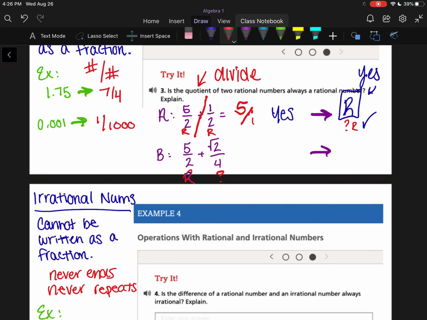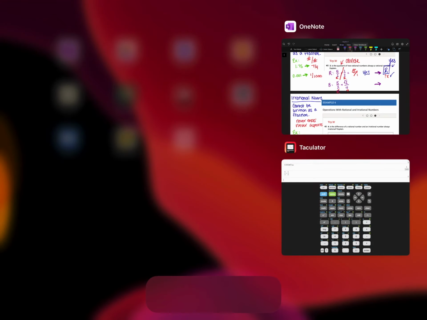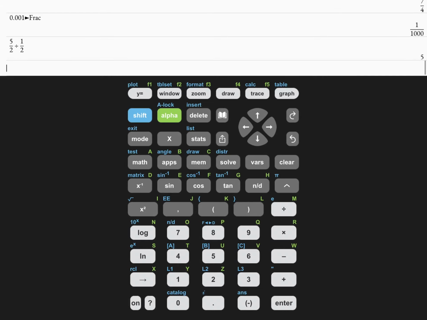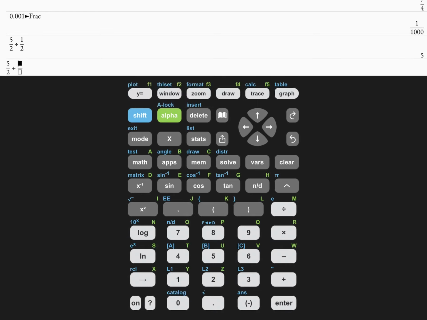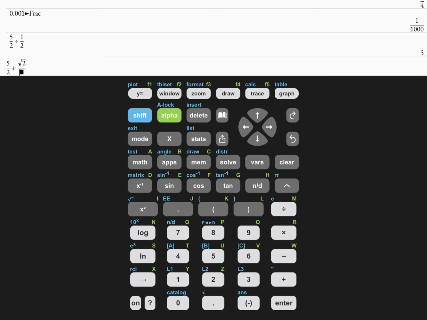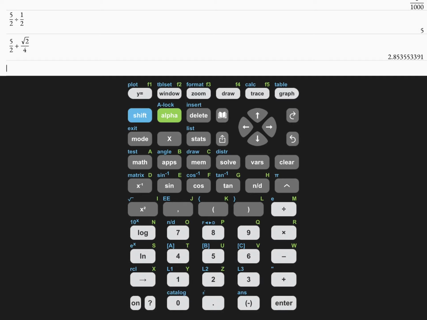So I'm going to use what I know about rational numbers and fractions, and I'm going to use my calculator to help me decide. 5 halves plus the square root of 2 over 4. So I'm going to add 5 halves, alpha y equals, enter 5 over 2, plus the square root of 2 over 4. I have to make the fraction first, and then I can make the numerator the square root of 2 and the denominator a 4. Let me press enter. Oh, what do you notice? That's a very long decimal.